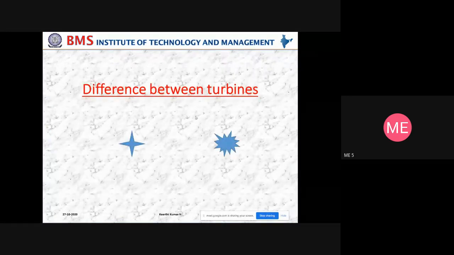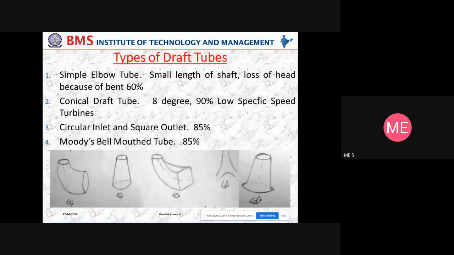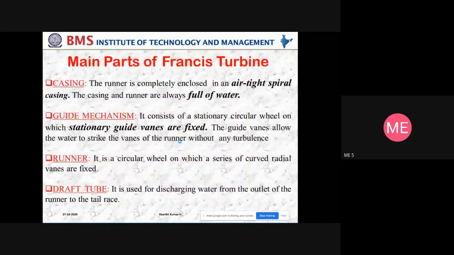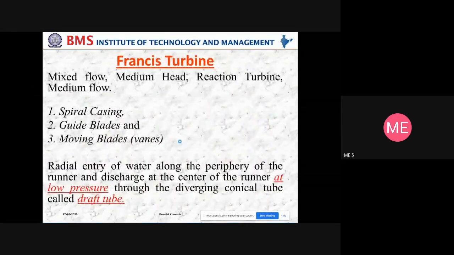Before going for the video of the difference between the turbines, I'll just play you a video of the Pelton wheel turbine.